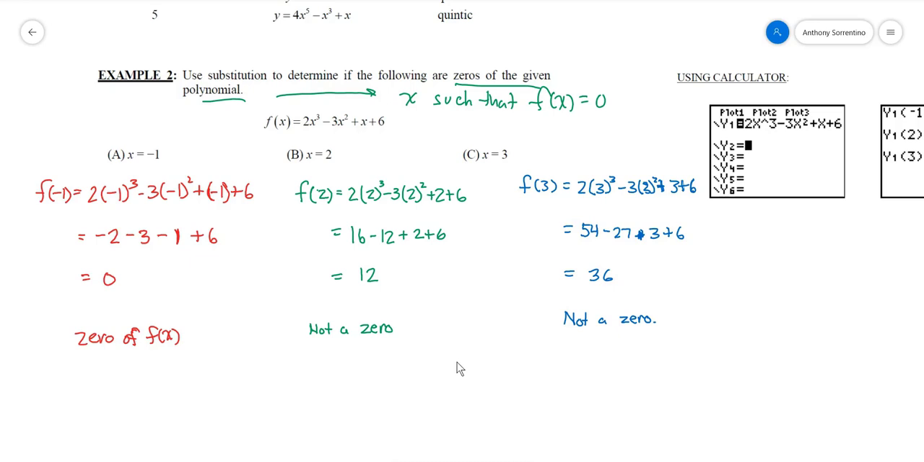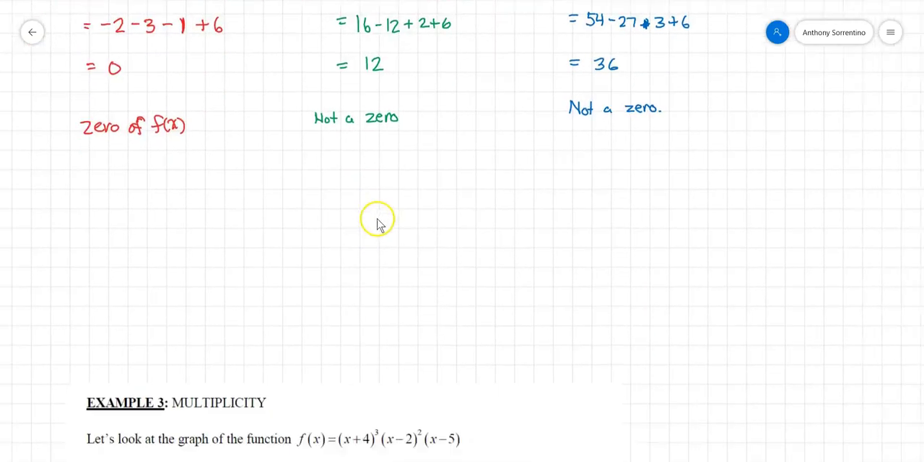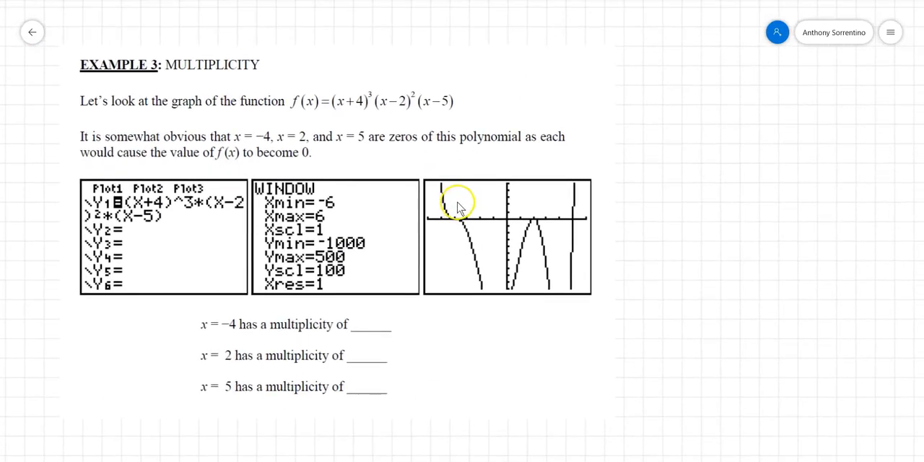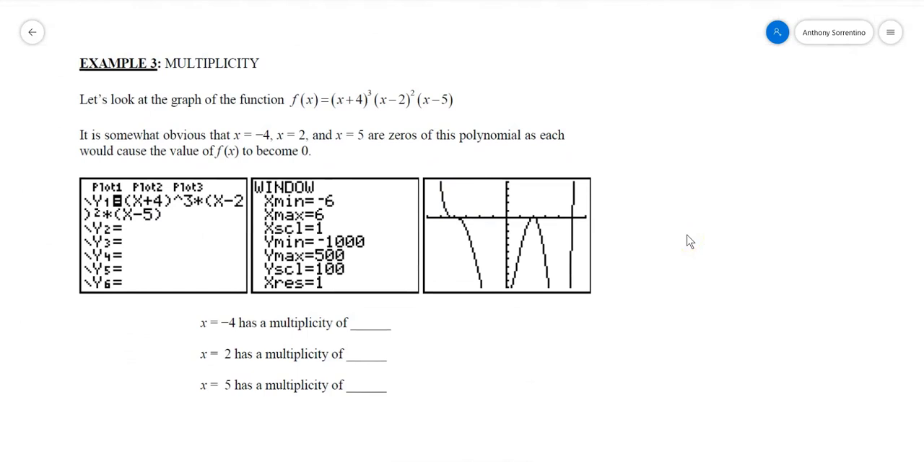But at the same token, there are instances where I may have a zero that actually counts as 2, 3, 4 different zeros for that polynomial function. How am I going to know that when I see it? And that's what we got into talking about multiplicity. So multiplicity is an instance where I have zeros that count as being more than one zero.